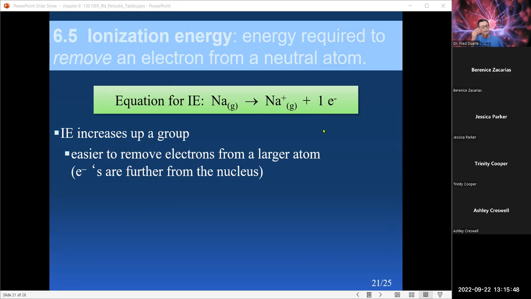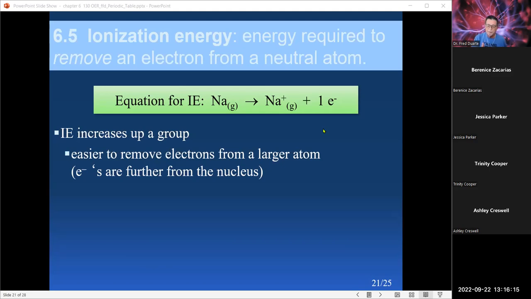Given the trends we've been talking about, you might start thinking about this. Since the noble gases are very stable, and they have the octet, including helium, which has a duet, we could anticipate that the noble gases are going to require a lot of energy to remove an electron. That's a general trend you can start thinking about.